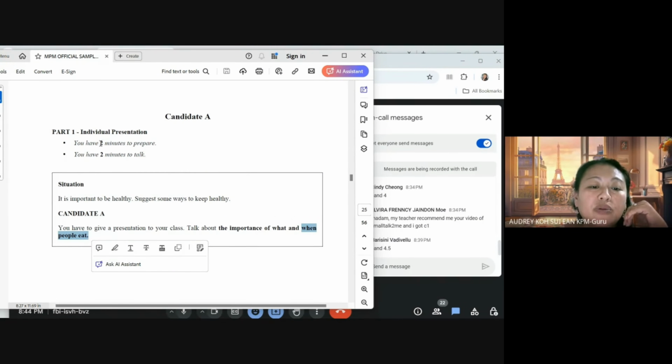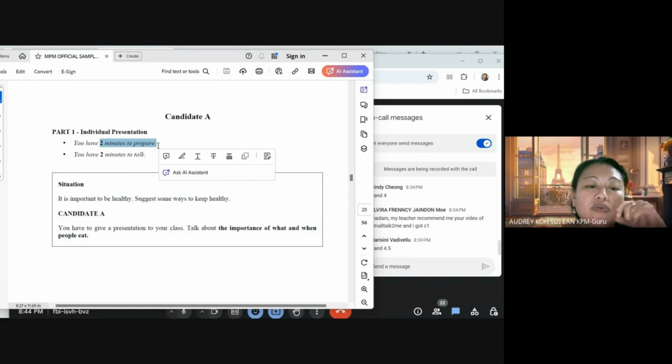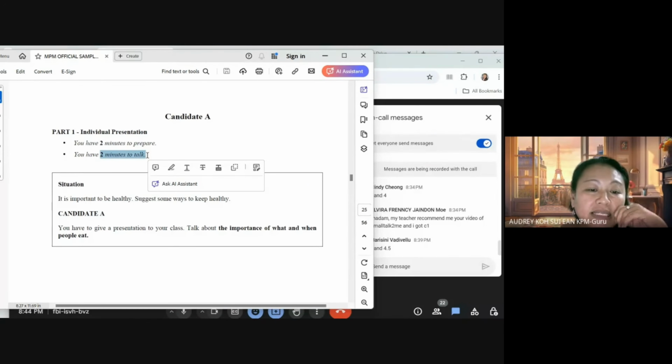So 2 minutes will go by very, very fast for you to prepare, so you can only write in note form, and 2 minutes more will be going by extremely fast, especially if you are well prepared.